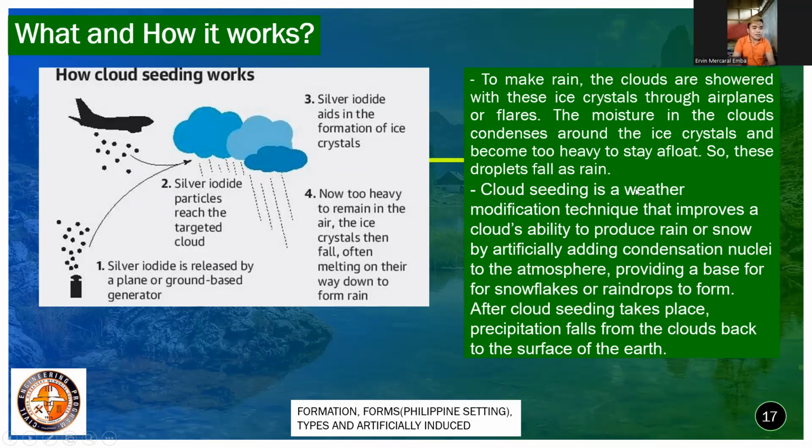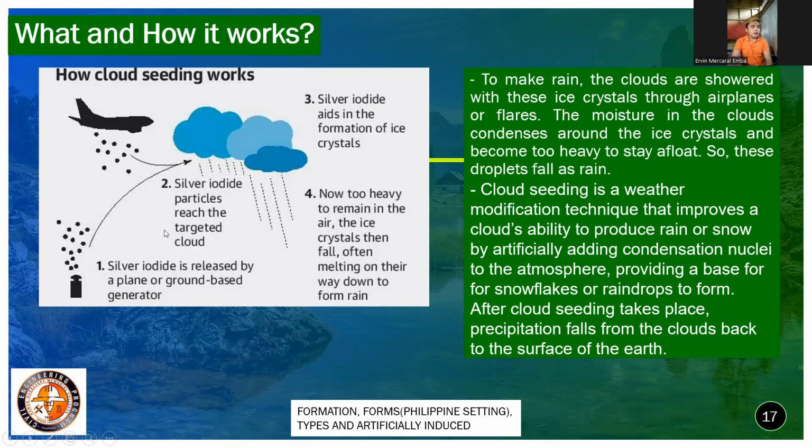Cloud seeding is a weather modification technique that improves a cloud's ability to produce rain or snow by artificially adding condensation nuclei to the atmosphere, providing a base for snowflakes or raindrops to form. After cloud seeding takes place, precipitation falls from the clouds back to the surface of the earth. So it is as simple as that.